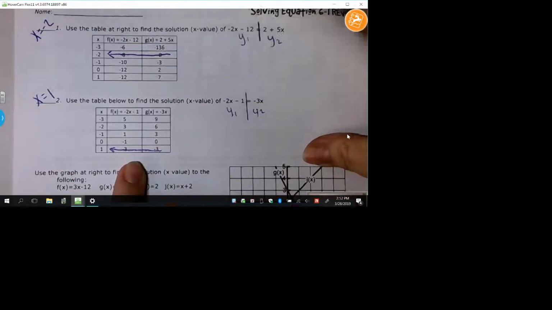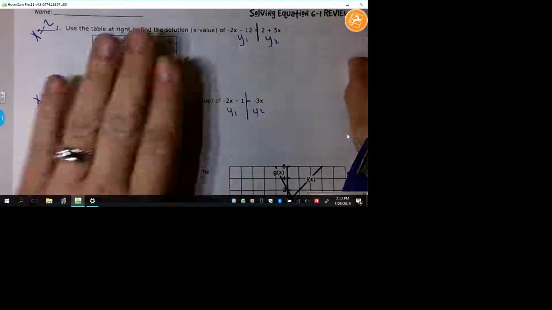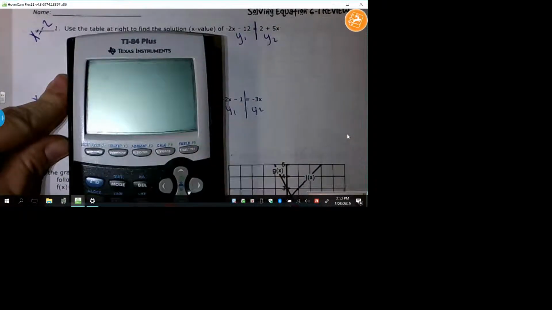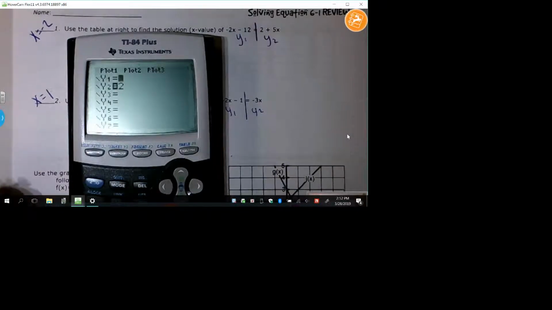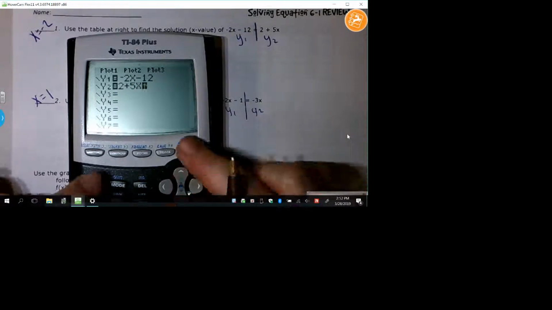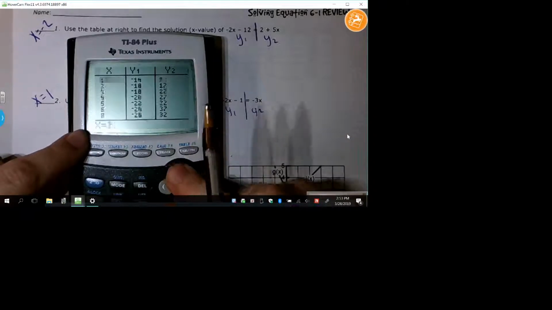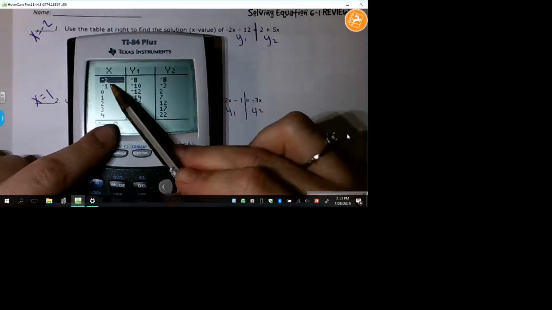Okay, pretty simple. Now, what if I didn't give you the table? Just a quick reminder, because on the test you might not have a table on some of these. You type the left side on y1, negative 2x minus 12, right side on y2, 2 plus 5x, second graph, and you look for where y1 and y2 match. We already said our answer was negative 2, and again, negative 8, so there's my answer.